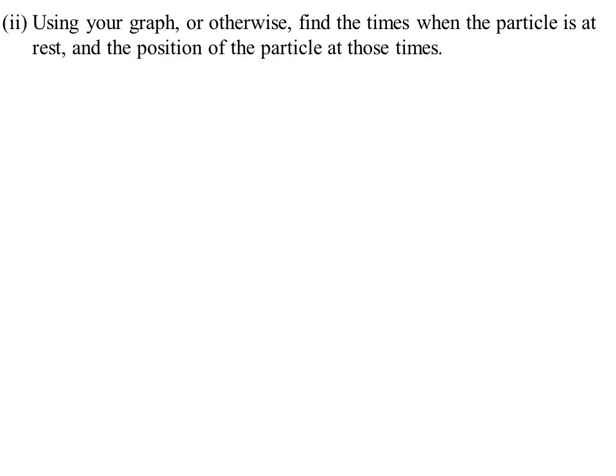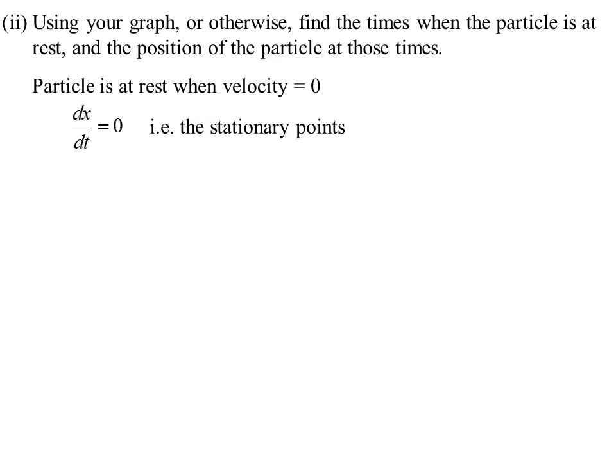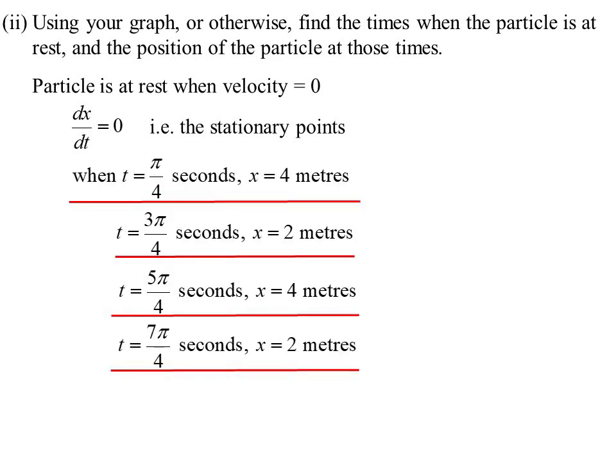Okay, well, it was at rest when velocity equals 0. We know that. When's velocity equals 0? Well, that's when the derivative is equal to 0. In other words, the stationary points. So yes, at t equals pi on 4, and that was at x equals 4, at 3 pi on 4, and so on and so on. I can just list them because I've got the graph.